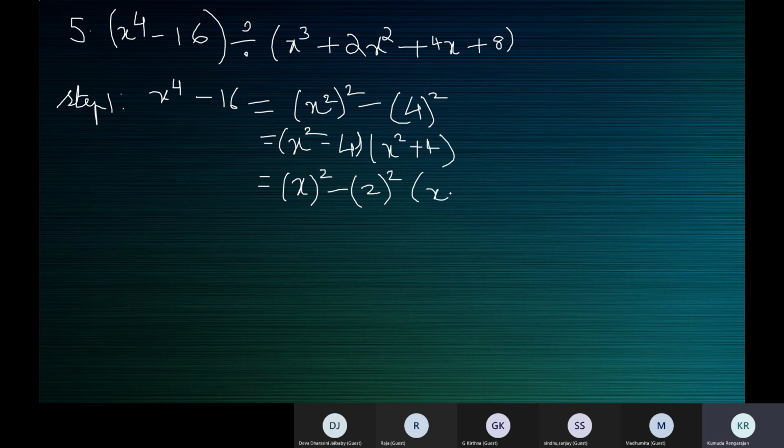x square plus 4 as it is. x square minus 4 can further be written as x the whole square minus 2 the whole square. Kirtana, now tell us what is x square minus 2 square?